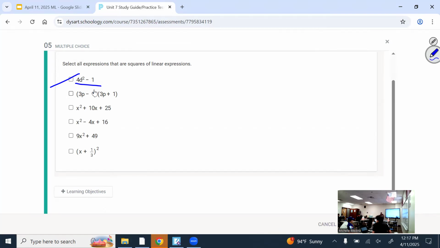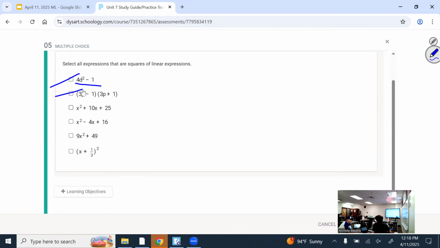Is this one considered a perfect square? What's wrong with it? One has a plus, one has a minus. That makes it not a square of a linear expression because it's not the same thing times itself. So don't take that one.